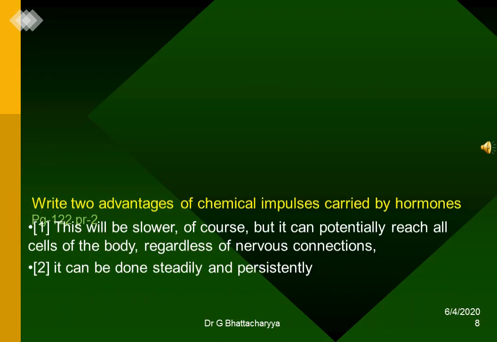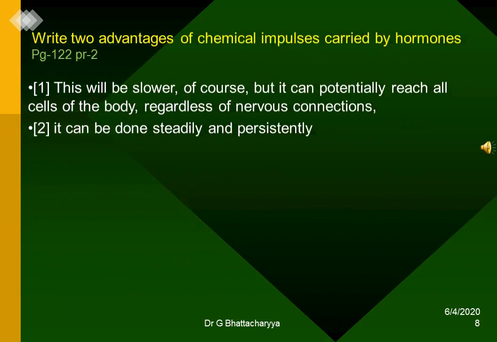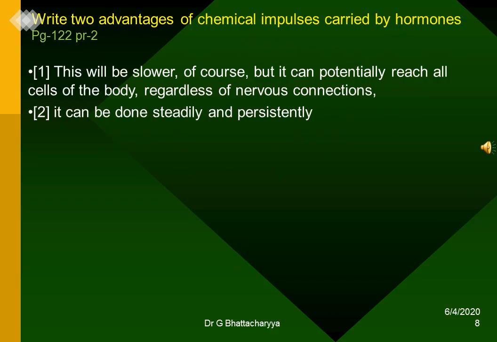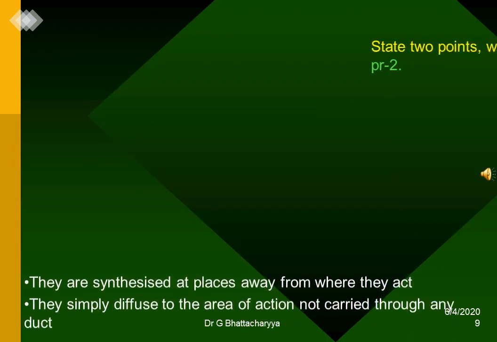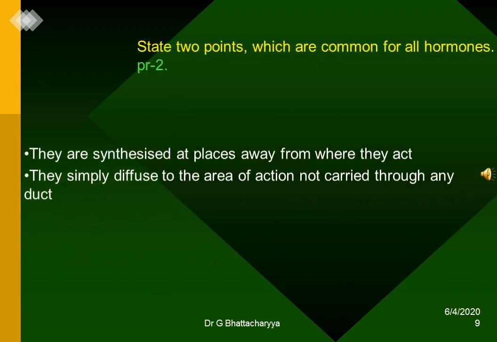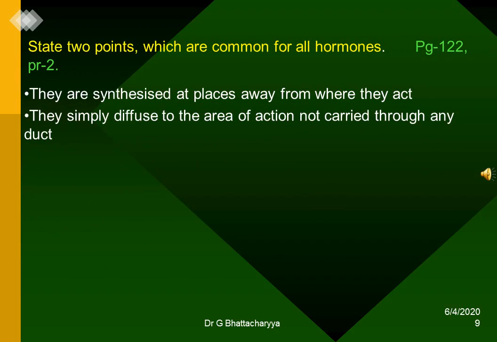Write 2 advantages of chemical impulses carried by hormones. This will be slower, of course, but it can potentially reach all cells of the body, regardless of nervous connections. It can be done steadily and persistently. State 2 points which are common for all hormones. They are synthesized at places away from where they act. They simply diffuse to the area of action, not carried through any duct.